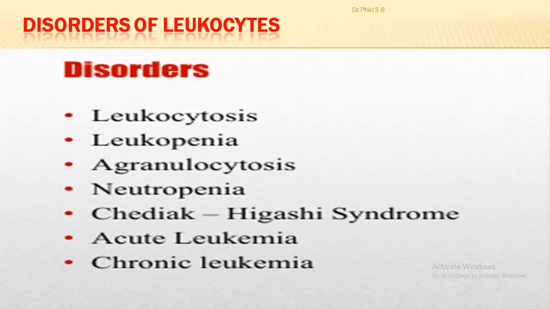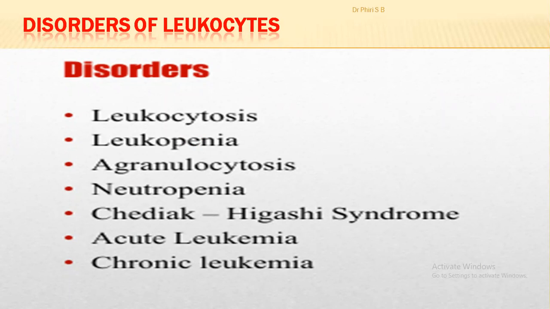The ones that we're going to look at in this class are mainly leukocytosis, that will result in an increase in white blood cells. Leukopenia means a decrease in white blood cells, and then you can also have agranulocytosis. Neutropenia, where you are specifically looking at the neutrophils, a decrease in neutrophil count is called neutropenia. And then you can also have Chediak-Higashi syndrome. Chediak-Higashi syndrome is a special type of disease.